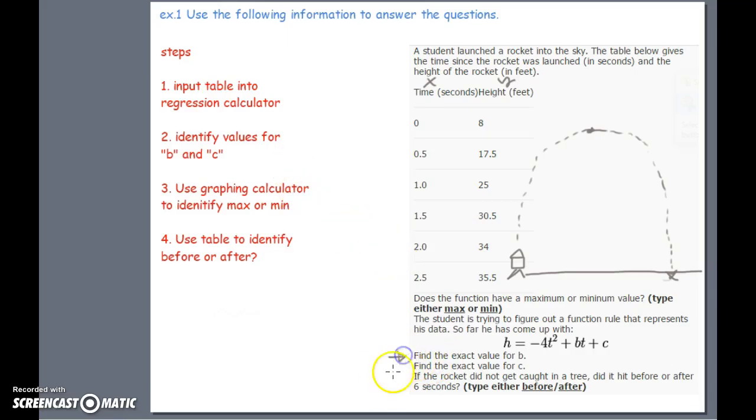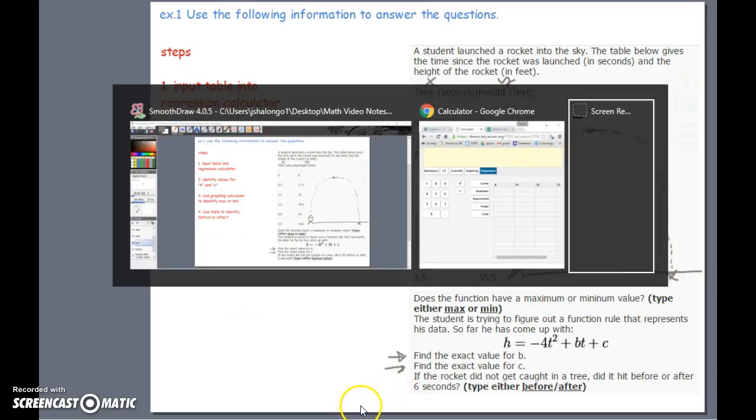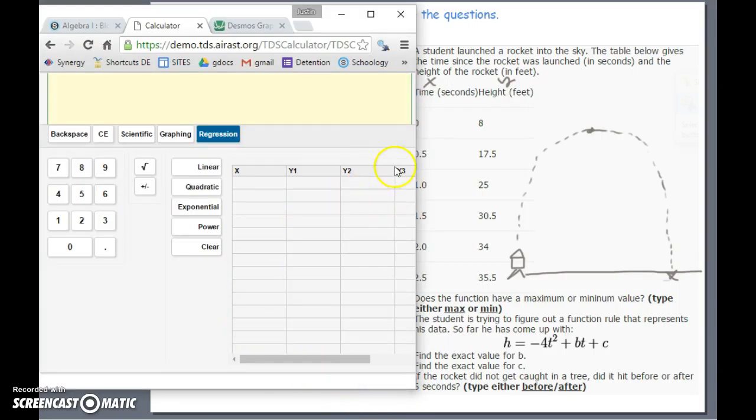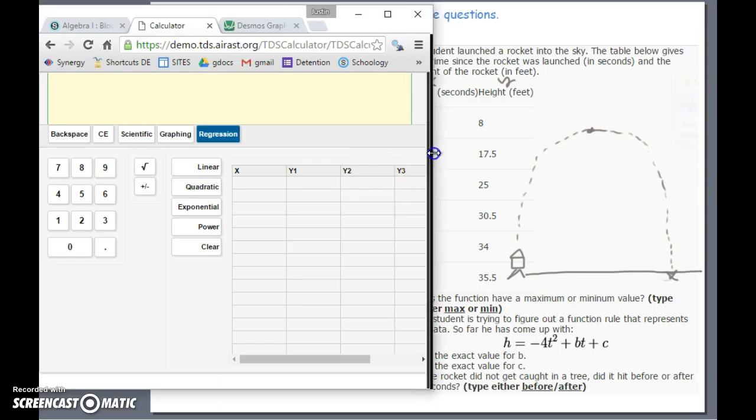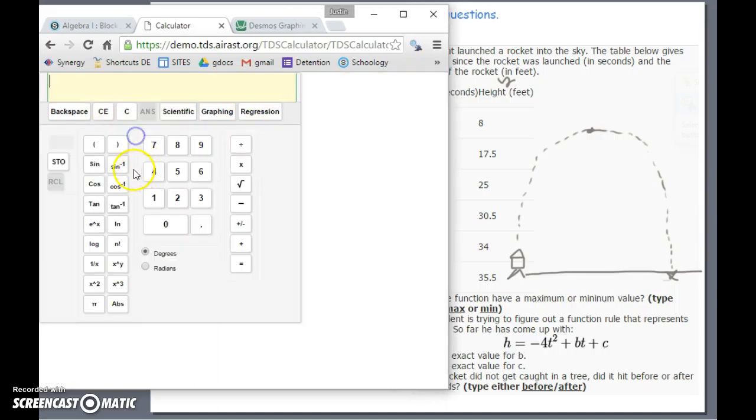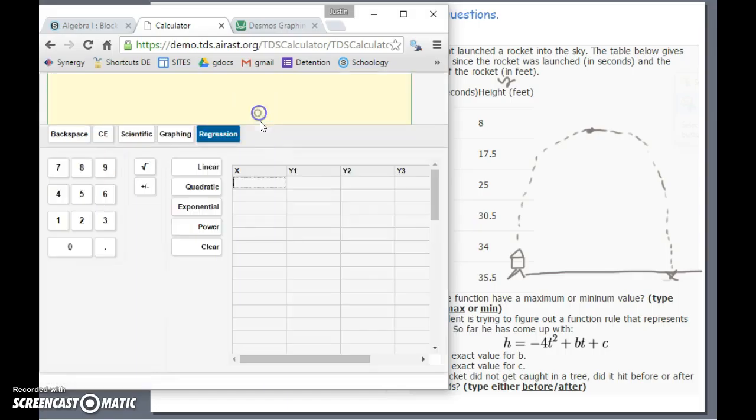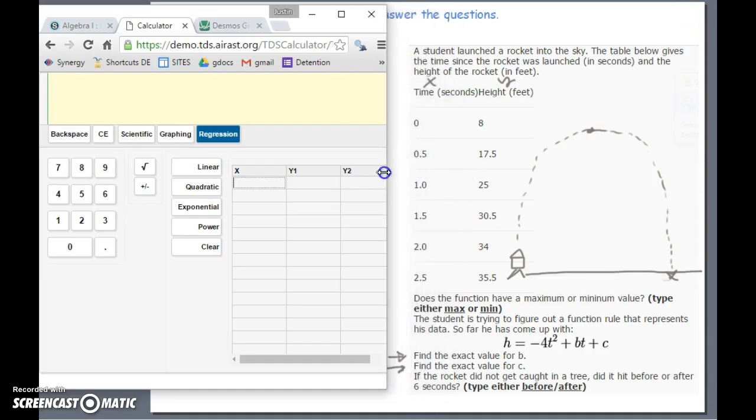We're going to find b and c, and it's very easy using the graphing calculator. So I'm going to pull up the graphing calculator, and I'm going to go to the regression feature. You can see that we have a table right here, and I'm going to input the table that is given to us into this table.